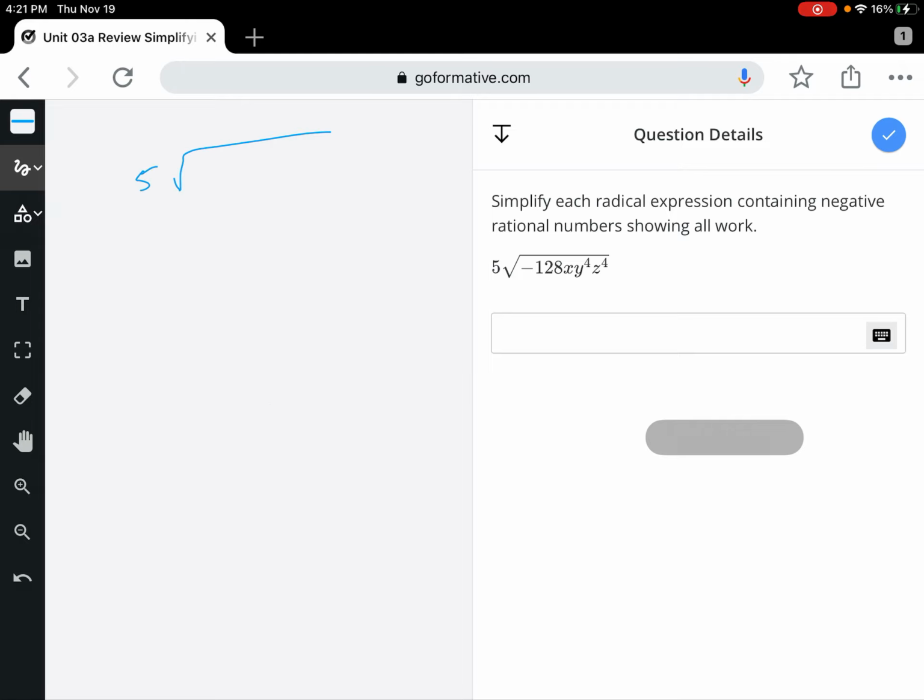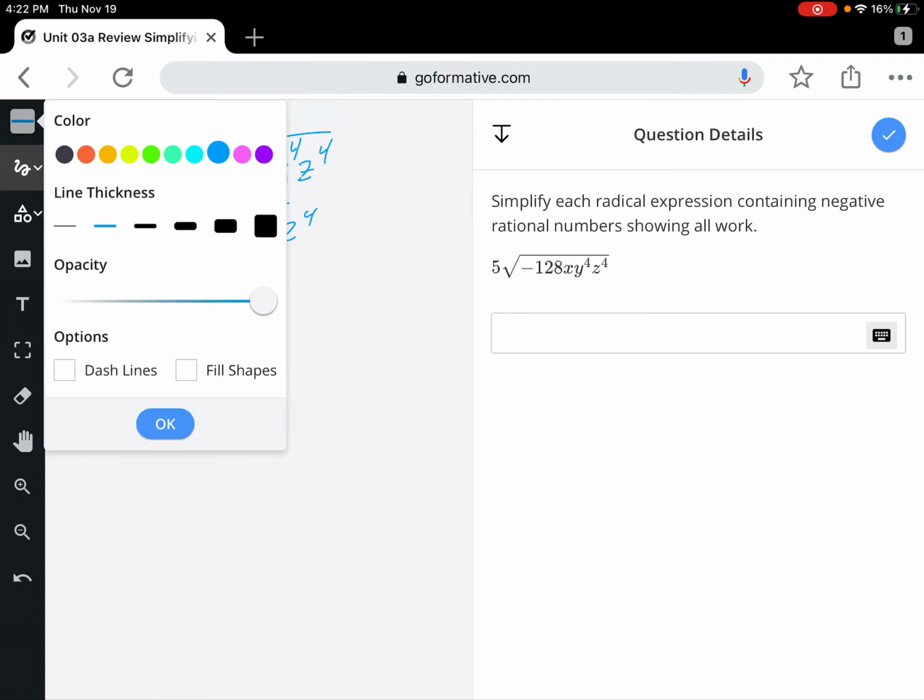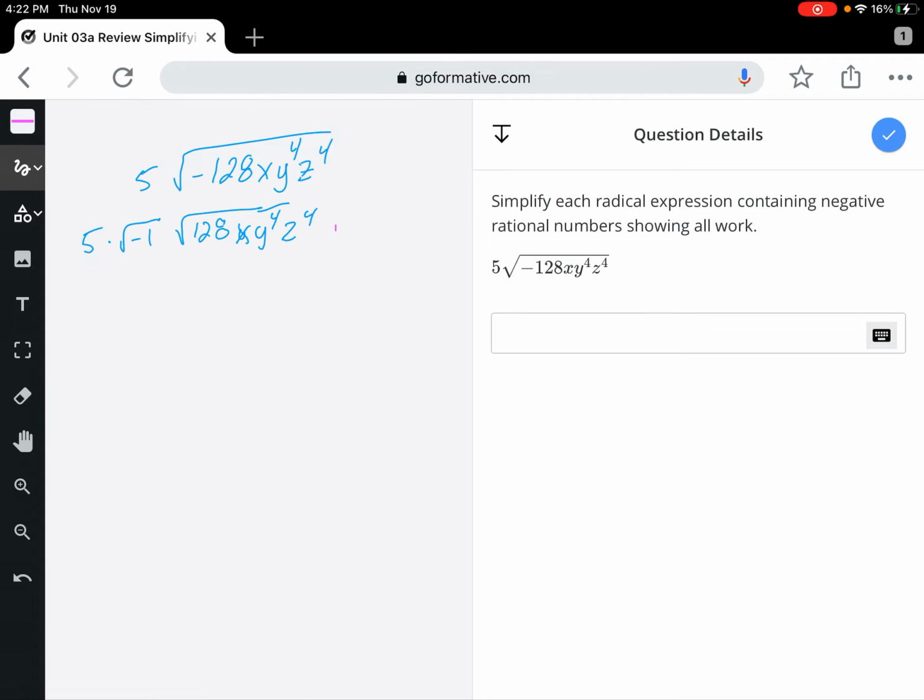Number 4. I have the 5 on the outside, negative 128 x y to the 4th z to the 4th. Okay, with the 5 outside, I have the square root of negative 1 times the square root of 128 x y to the 4th z to the 4th. So I'm going to simplify all of this. I'm going to start with the 128. 128 divided by 2 is 64. 64 divided by 2 is 32. 32 divided by 2 is 16. 16 divided by 2 is 8. 8 divided by 2 is 4. 4 divided by 2 is 2. And 2 divided by 2 is 1.